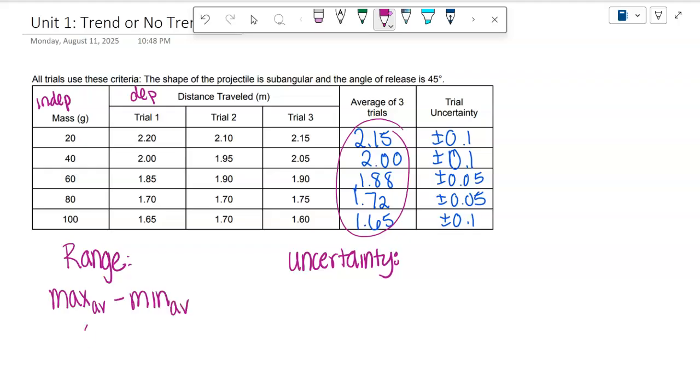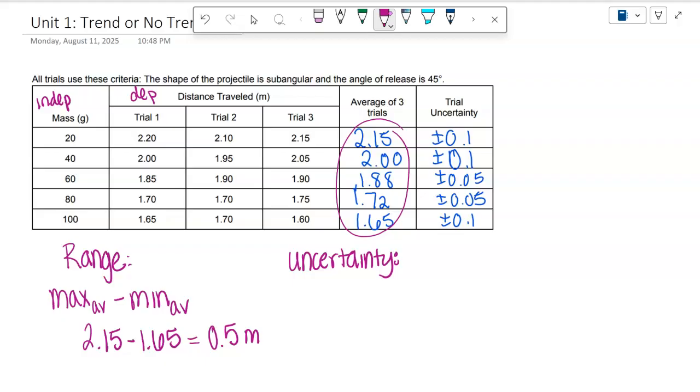Our maximum here looks to be 2.15. Our minimum looks to be 1.65. So 2.15 minus 1.65 is 0.5. And this is a distance, so that's going to be in meters.